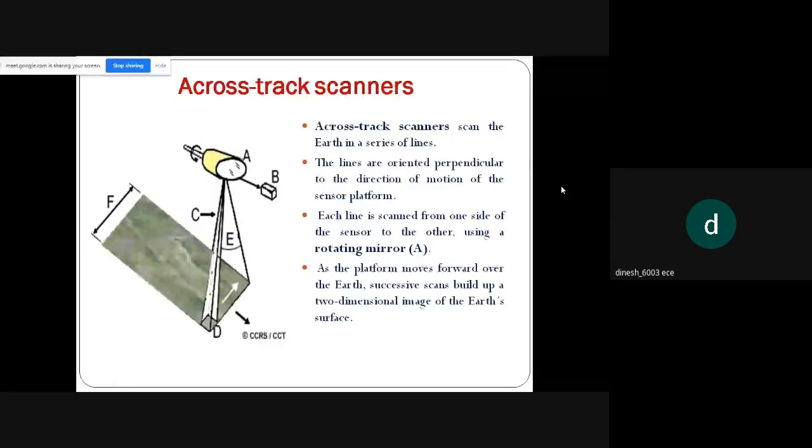Across-track scanner scans the Earth in a series of lines. The lines are oriented perpendicular to the direction of motion of the sensor platform. Each line is scanned from one side of the sensor to the other using a rotating mirror A. As the platform moves forward over the Earth, successive scans build up a two-dimensional image of the Earth's surface.